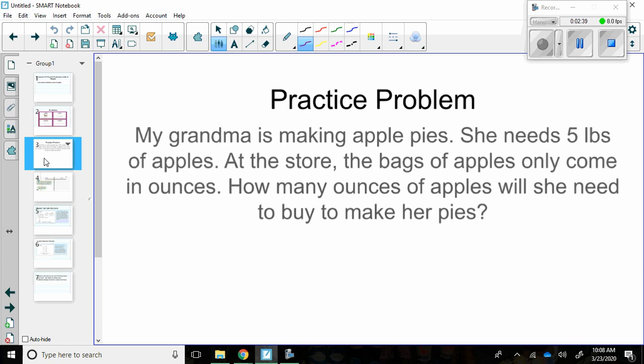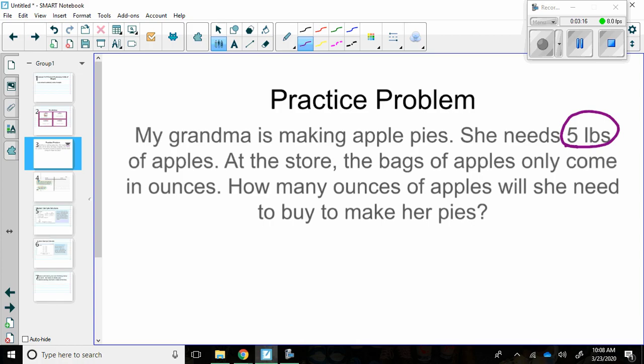So also, before we do this, there's going to be lots of steps to doing this because we also don't want to forget cubes. So the first thing that we want to do is circle the numbers. Grandma needs 5 pounds of apples. At the store, the bags of apples only come in ounces. How many ounces of apples will she need to buy to make her pies? So there's not a lot of numbers in the problem, but we know we're going to be using a lot of numbers when solving.